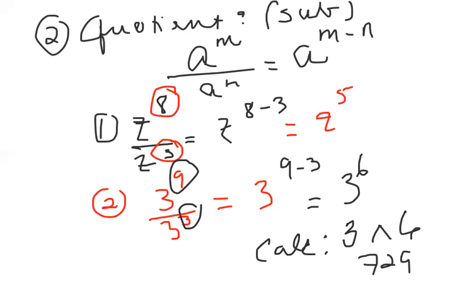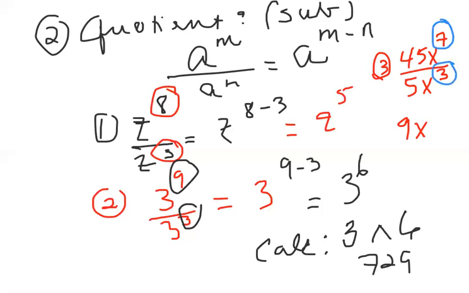exact value. Okay, one more, guys, and then I am going to move on to the next rule. For this one right here, I have 45 x to the 7th divided by 5x to the 3rd. So on this one, first, let's divide 45 by 5. That's going to give us 9. And then keep the base x, and you want to subtract the powers on the x's. 7 take away 3 leaves you with 4. So this would be your answer. Okay, so that's the quotient rule, guys.